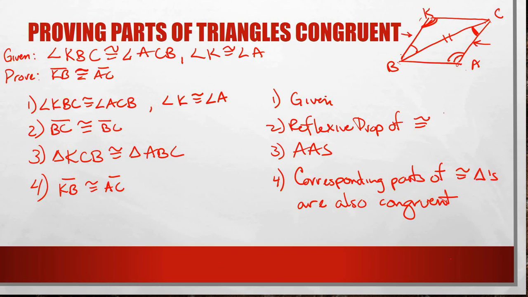So the idea in this section is that instead of using all the information to prove that two triangles are congruent, we're going to first prove that the triangles are congruent and then use that to prove that either another side or another angle are also congruent. And that's all the notes.